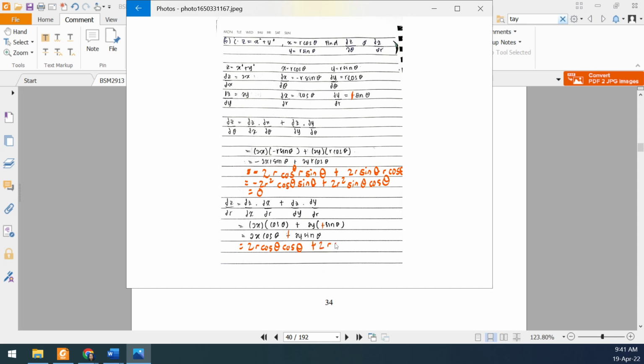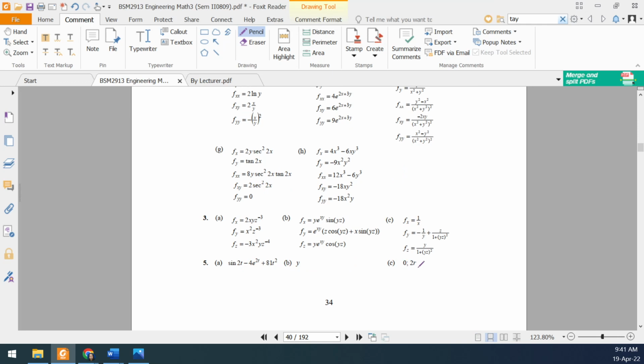Substitute back y is r sin theta, so sin theta. Okay, so you got 2r cos squared theta plus 2r sin squared theta. Factor out 2r. And then cos squared theta plus sin squared theta is 1. So you get the answer is 2r. Correct. So 0 and 2r.